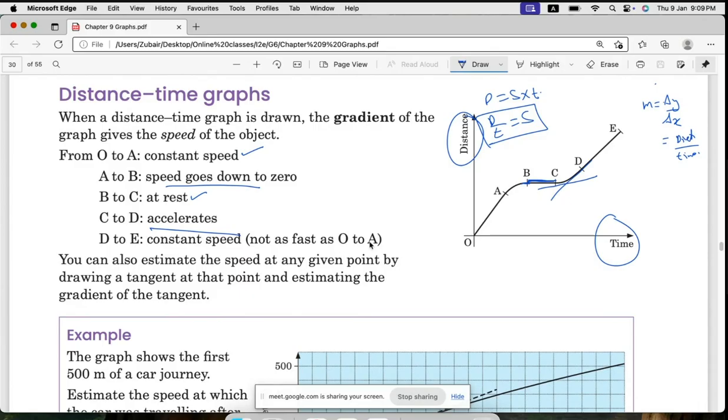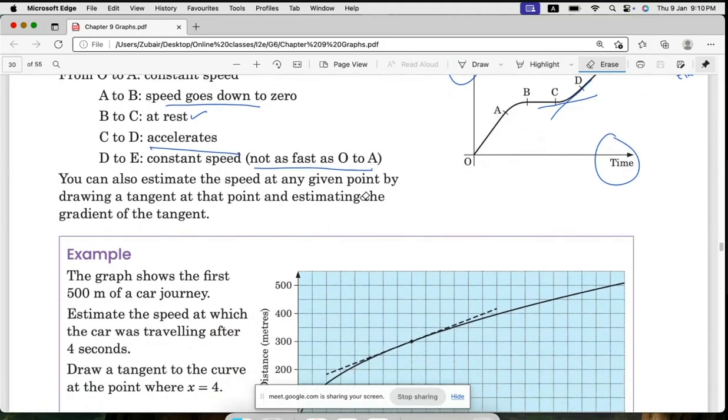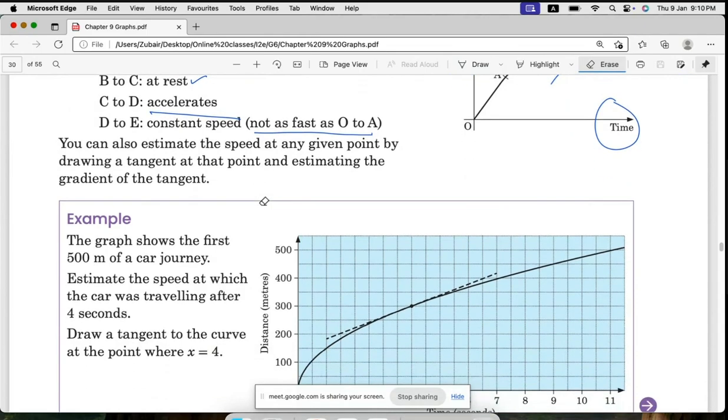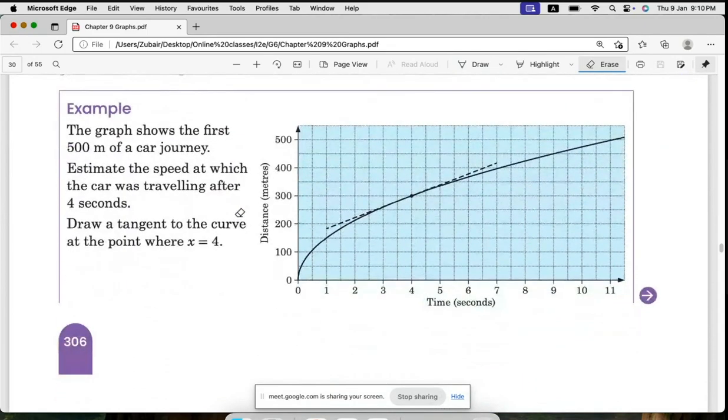D to E is again a straight line, constant speed. And it is not as fast as O to A, that means if we would just compare these two, gradient of OA is more than gradient of DE. OA is steeper as compared to DE. You can also estimate the speed at any point by drawing a tangent at the point and estimating the gradient of the tangent.